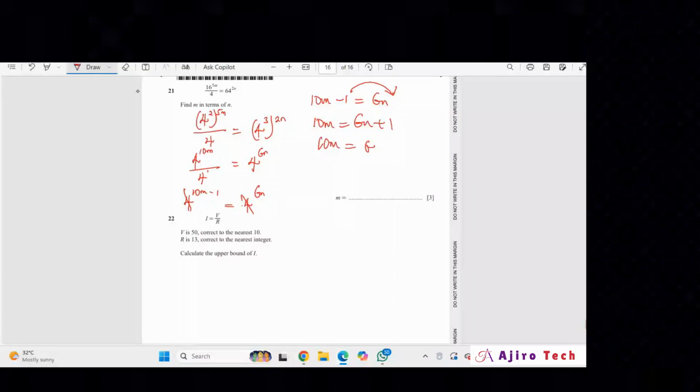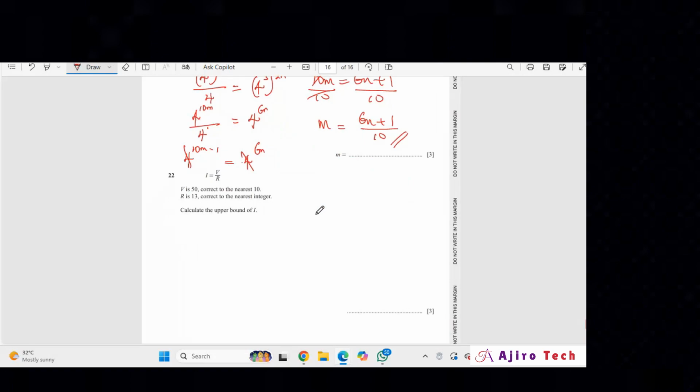So we are going to have 10m is equal to 6n plus 1. Okay, we can just divide both sides, because they say you should write it in terms of n. So let's just do that first. We'll divide this out by 10. By 10, this one will cancel this. So your m is equal to 6n plus 1 all over 10. So this will give us the answer we have.